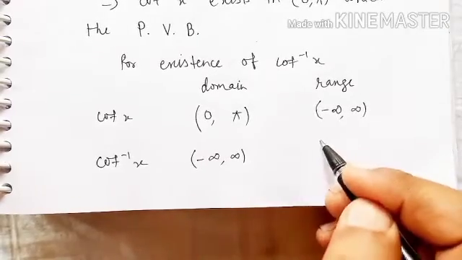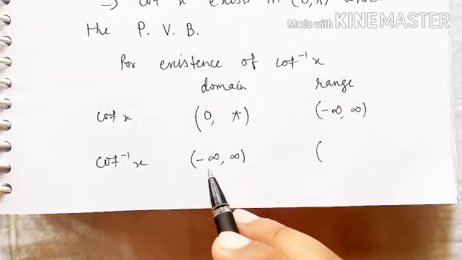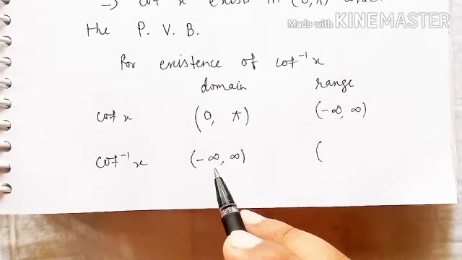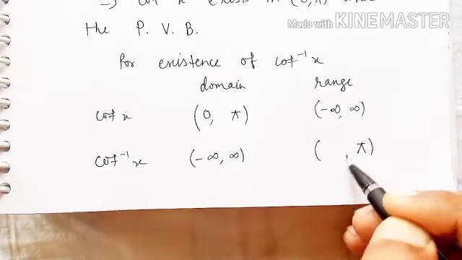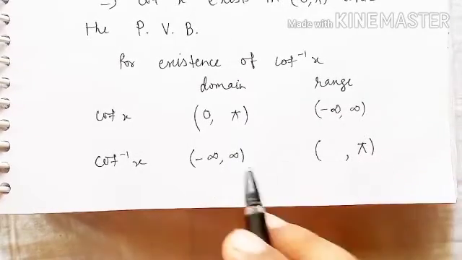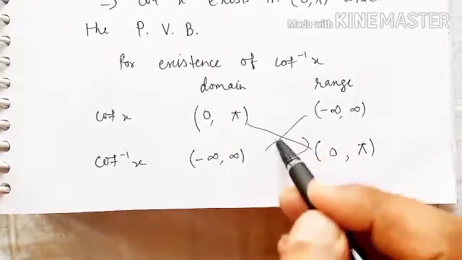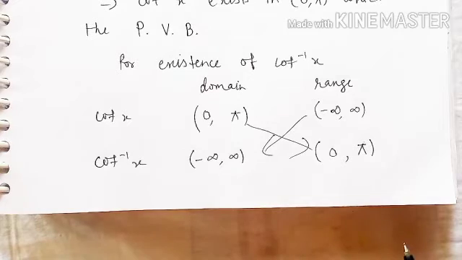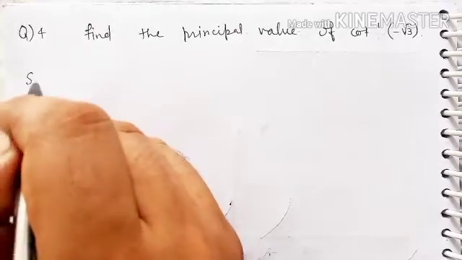Now we think for which angle cot becomes minus infinity. The answer is pi, and it becomes infinity for 0. So you may see they are interchanged. You know that whenever we discuss the inverse of a function, their domain and range are interchanged. So find the principal value of cot inverse of minus root 3.